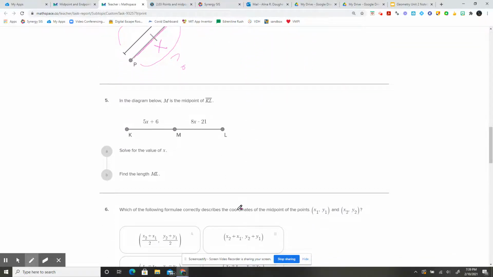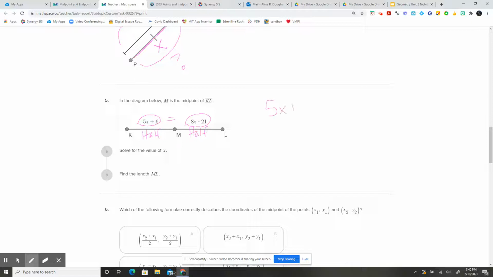So similarly in number 5, in the diagram below, M is the midpoint of segment KL. So if M is the midpoint, then this is a half, and this is a half. If this was a candy bar, we'd cut it in half. One person would have 5x plus 6. The other would have 8x minus 21, and we'd set those equal to each other.